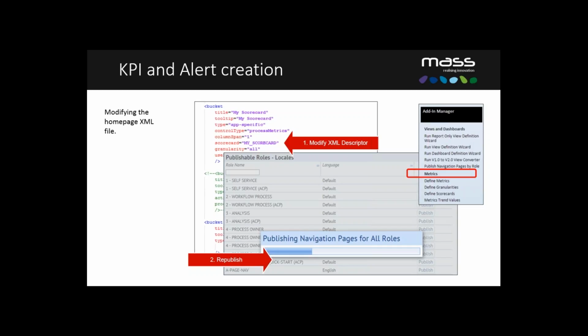Look for the parts within the XML file that say bucket, as a scorecard is defined within the home page as its own solo bucket. Find the scorecard value name where it says scorecard equals and change that so that it looks at the new scorecard you have created. Save the XML file, close down, restart the service, and then republish the navigation page for all roles. This will allow the navigation page to have changed, and it will change for your user.